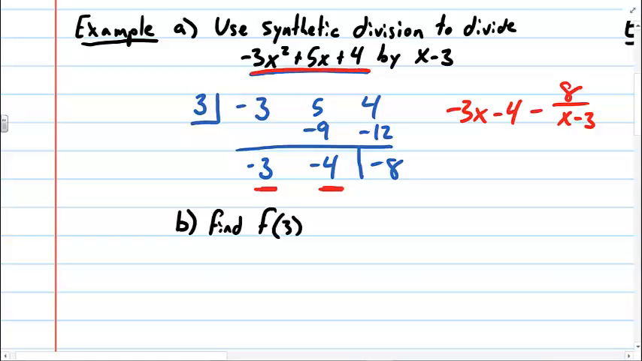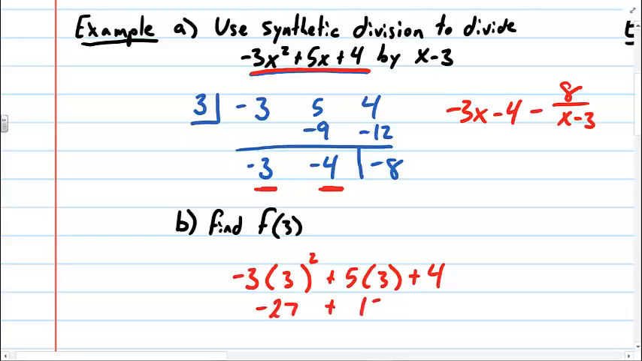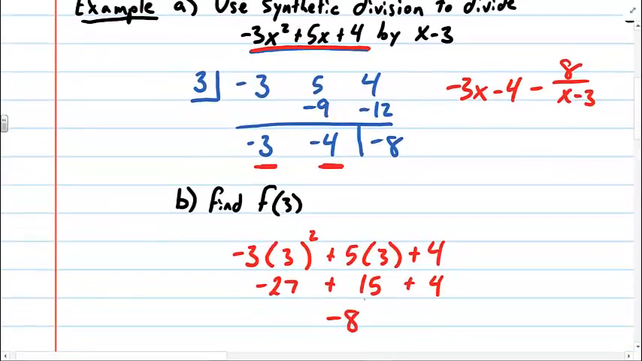That's the polynomial. In this one, it wants f of 3. It means just plug a 3 in for all those pieces, all those x's. So I'm going to have negative 3, and right here instead of the x is going to be a 3 squared, plus 5 times, instead of the x is a 3, and then plus 4. Okay, let's just work this out. 3 squared is 9. 9 times negative 3 would be negative 27, plus 15, plus 4. Negative 27 plus 15 is negative 12, and negative 12 plus 4 would be negative 8.